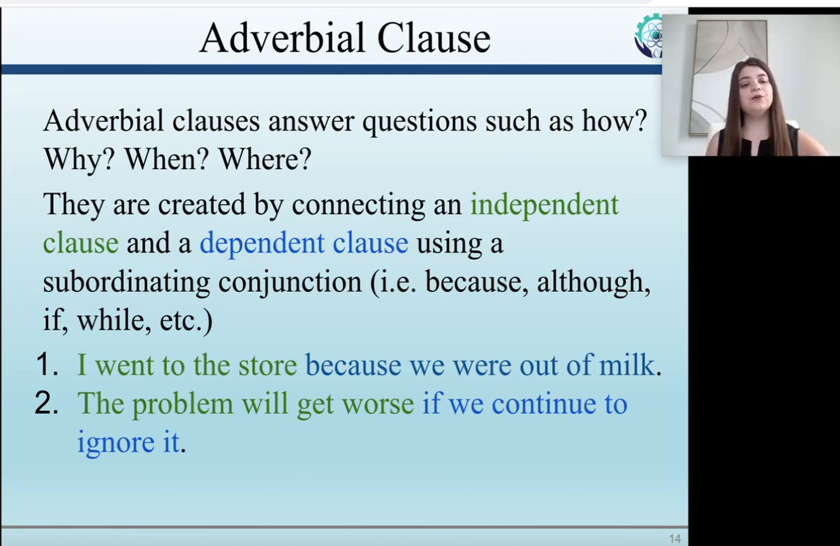And so if I asked you, why did you go to the store, right? "I went to the store." Why? "Because we were out of milk," right? That could be a conversation people might have, even though technically "because we were out of milk" is not really a full sentence on its own, but some people may still say that, right? Not everyone always talks in full sentences, although for the purpose of the IELTS, you definitely should. Okay, number 2 is "The problem will get worse if we continue to ignore it."